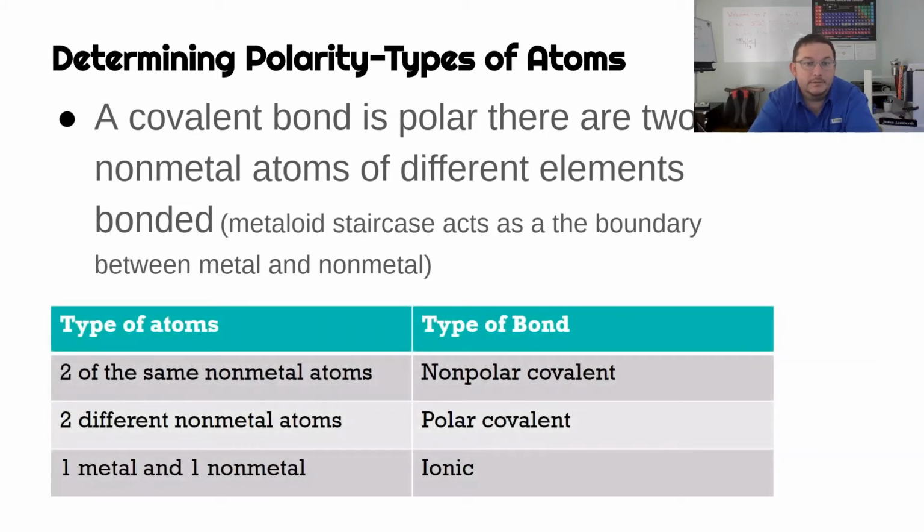All right, so if you have two of the same nonmetal atoms, for example, 2 chlorines or 2 carbons or 2 seleniums, that's going to be a nonpolar covalent bond. If you have 2 different nonmetal atoms, carbon and sulfur, carbon and chlorine, chlorine and sulfur, phosphorus and sulfur, oxygen and fluorine, that's going to be polar covalent. And if you have one metal and one nonmetal, such as Na and F, or rubidium and bromine, or yttrium and carbon, that's going to be ionic.